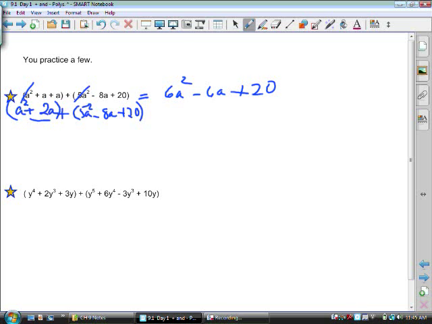Okay, problem number 1, you should have gotten 6a squared minus 6a plus 20. A plus a needed to be simplified before you could start. You get a squared plus 2a for the first polynomial, and the second polynomial is fine. It's simplified enough, and then you just add the two together. All right, try the next one.